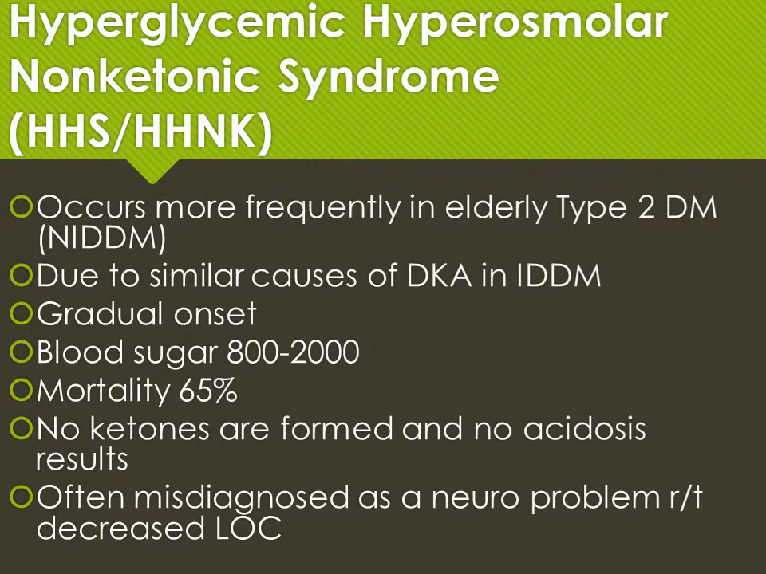Now let's talk about hyperglycemic hyperosmolar non-ketotic syndrome, also referred to as HHS or HHNK. This occurs more frequently in elderly type 2 diabetes mellitus. It's due to similar causes as DKA in the IDDM. There is gradual onset. Blood sugar is usually 800 to 2000. Mortality rate is 65%. There are no ketones formed and no acidosis results.